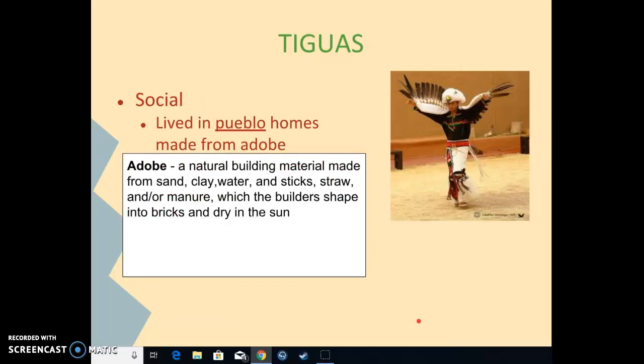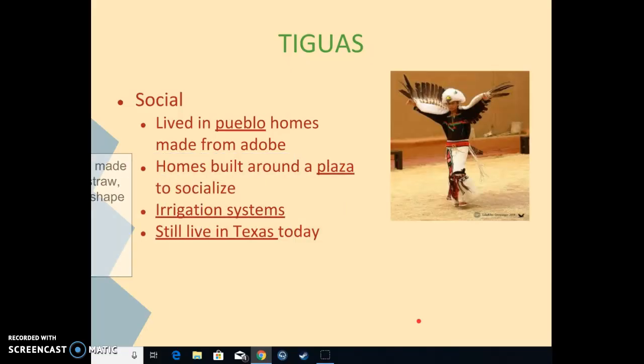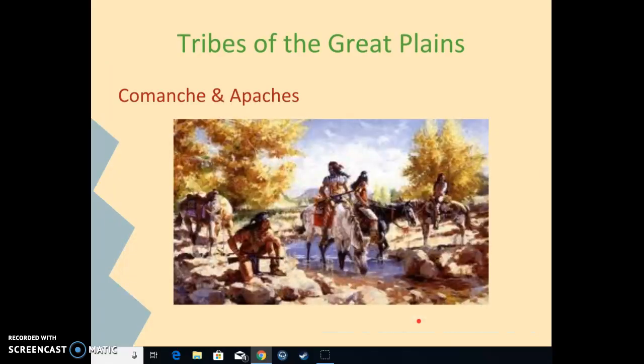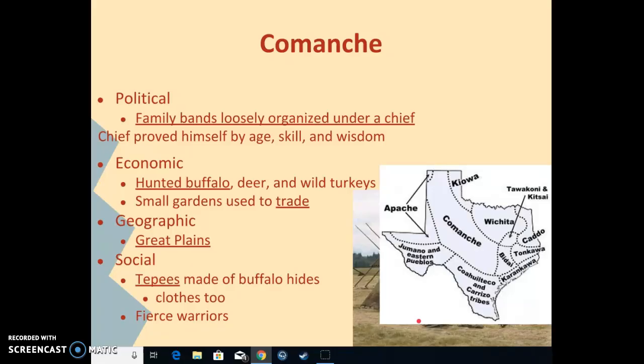The Tiguas' housing was made from adobe, and that's what I told you about earlier. And here's a good example of a pueblo that still exists somewhat today. The tribes of the Great Plains, most of them were the Comanches and Apaches. The Kiowas, they were all pretty much, after the Spanish came, horseback riders. And so that's where the Native American lore begins in Texas.